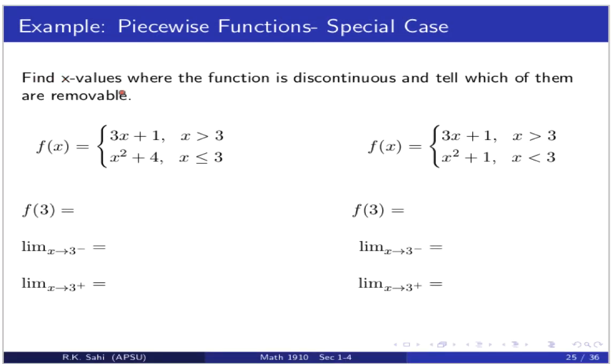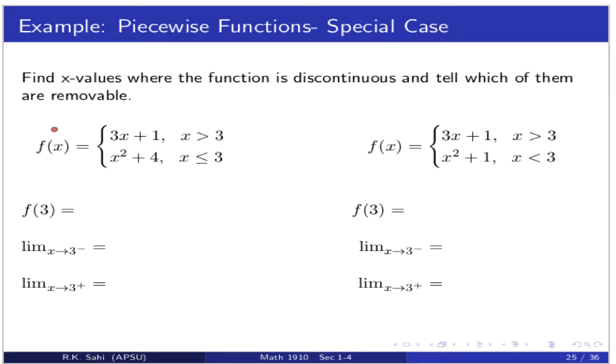Now, find x values where the function is discontinuous and tell which of them are removable. So here is a piecewise function, and notice when we initially look at the function, when x is strictly greater than 3, the function is 3x plus 1, which is a straight line, and we know this is a polynomial, so this polynomial function on its own is totally continuous.